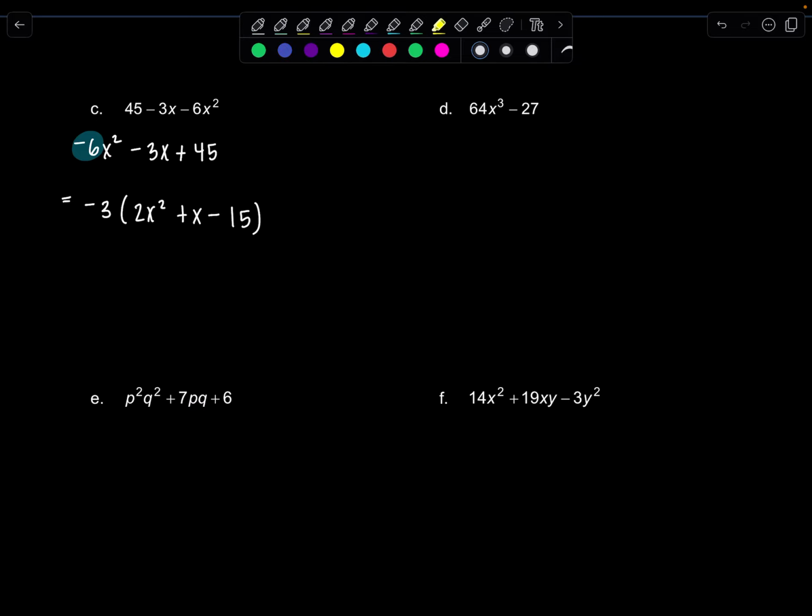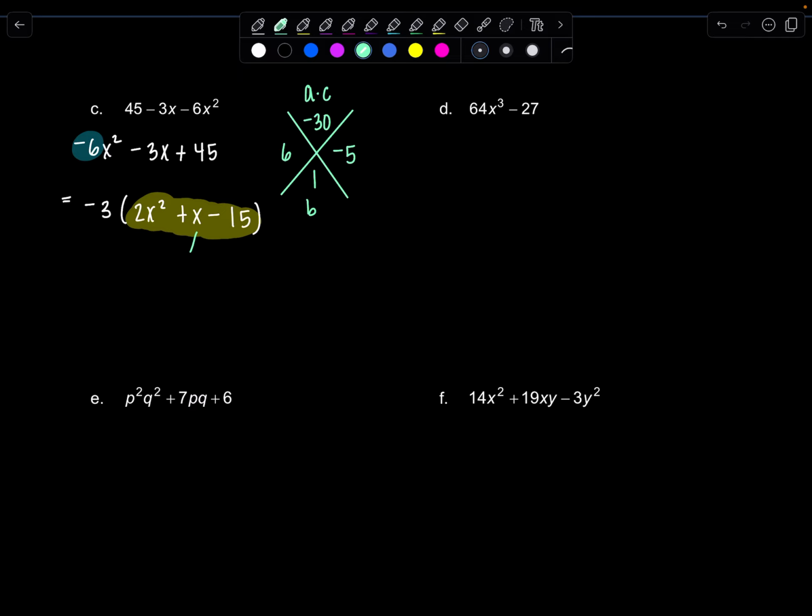Okay, so now looking here, this is ax squared plus bx plus c. We could factor using the AC method and split the middle term. So when using that method, you take a times c, you put it up top. 2 times negative 15, that's negative 30. B goes in the bottom, b is 1. And you try to think of 2 numbers that multiply to negative 30 and add to 1. So that would be positive 6 and negative 5.